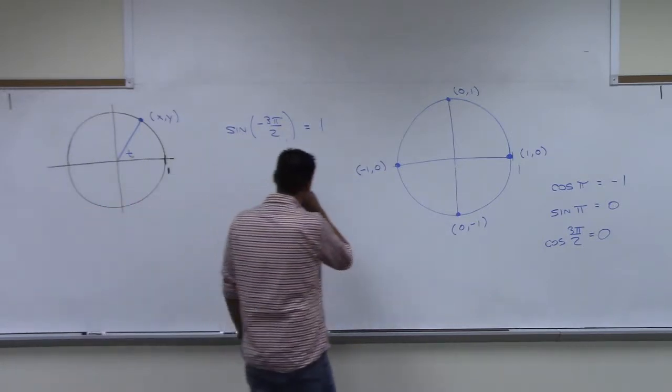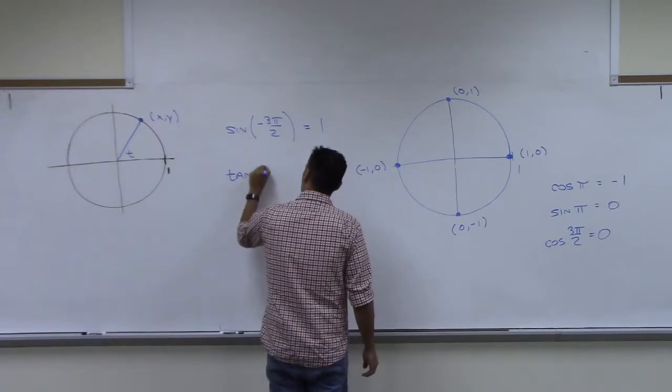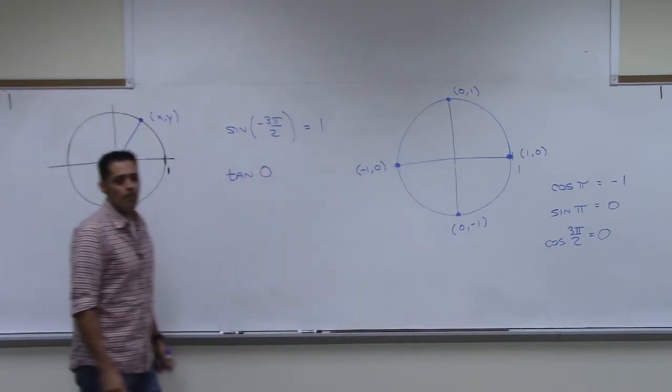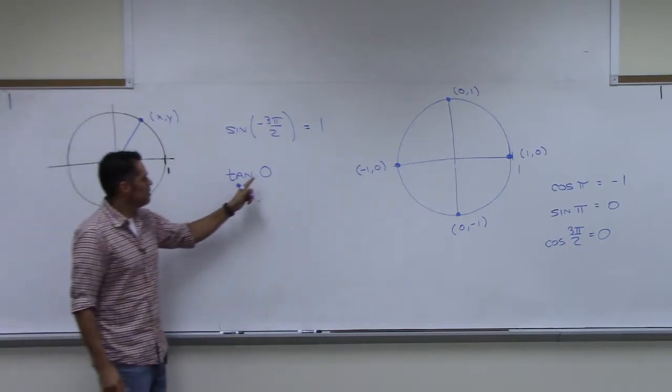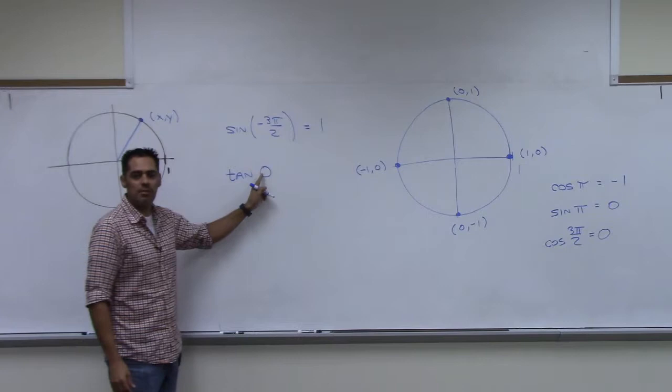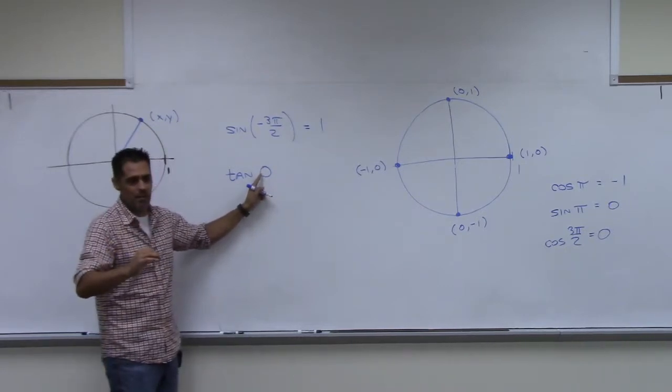How about tangent of 0? Now, I didn't put 0 degrees or 0 radians, did I, right? So if there's no symbol here, it means radians, right? But 0 degrees and 0 radians are exactly the same, aren't they?